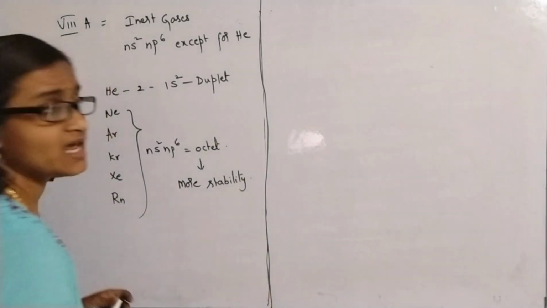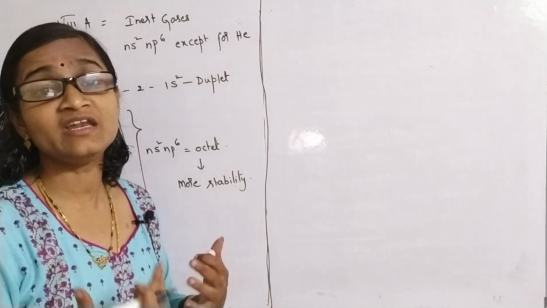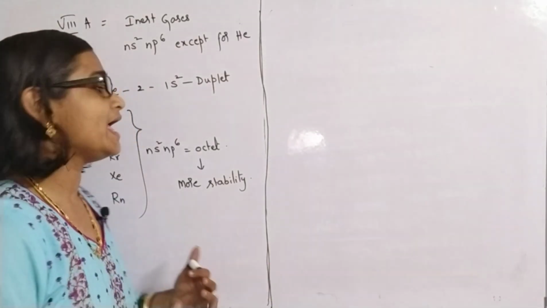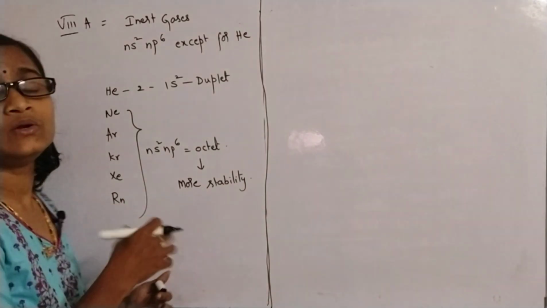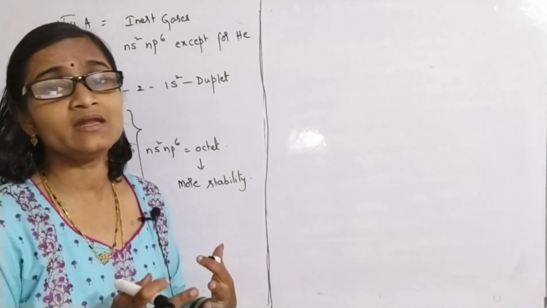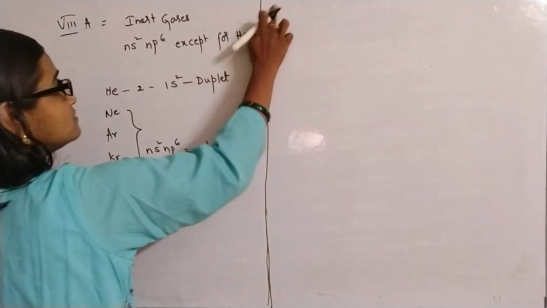Inert means they are highly inactive. Okay, they are highly what? Inactive, inert. They don't react with other elements, except xenon. No other element is going to form compounds. Xenon is the only inert gas which can form compounds. We'll discuss those compounds also.